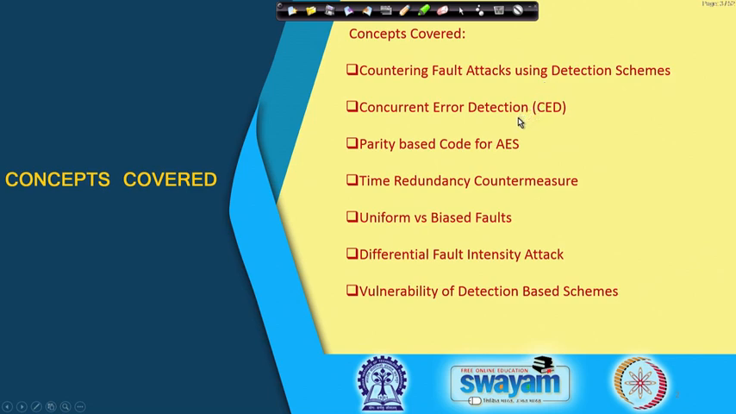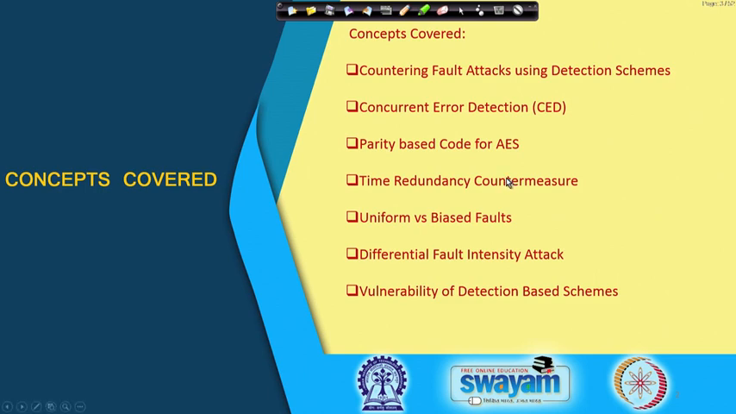that has been adopted for cryptography, and it has been given a special name, which is called concurrent error detection or CED schemes. We shall be discussing certain forms of them, and in particular we shall be focusing on a parity based implementation for the AES algorithm. We shall be discussing time redundancy countermeasures and also try to reflect upon the uniform fault models as opposed to what are called biased fault models, which are very prevalent in present day fault injections.